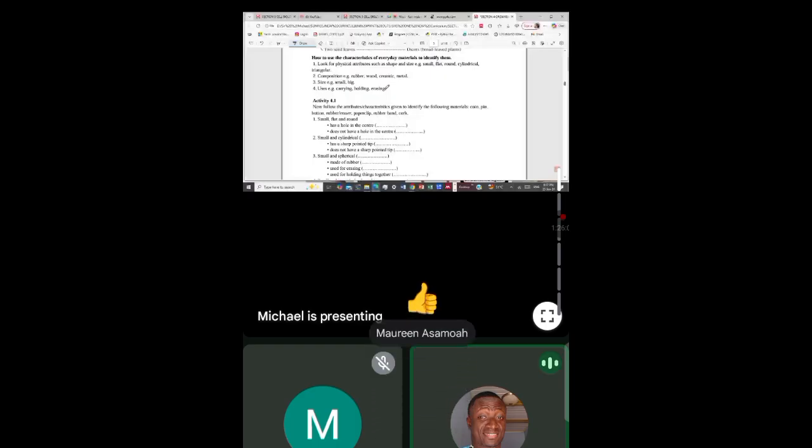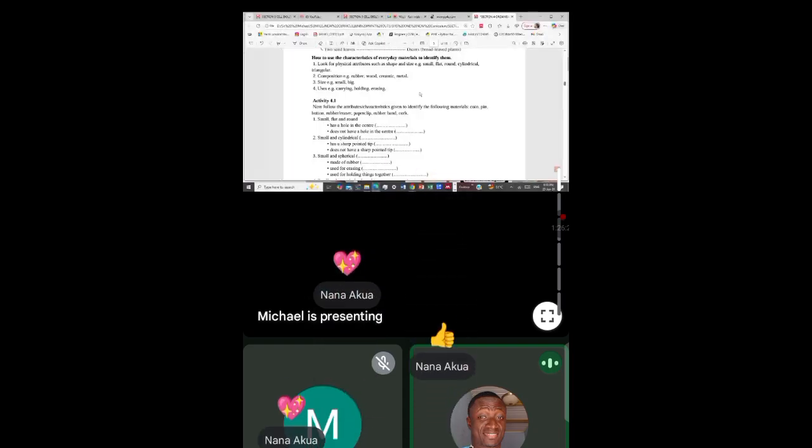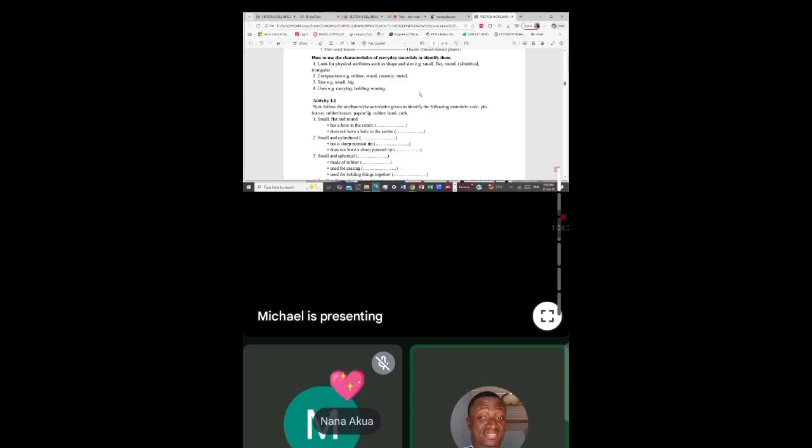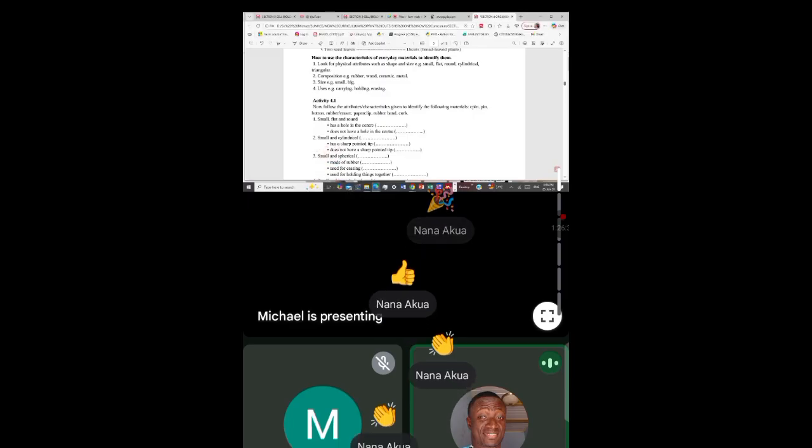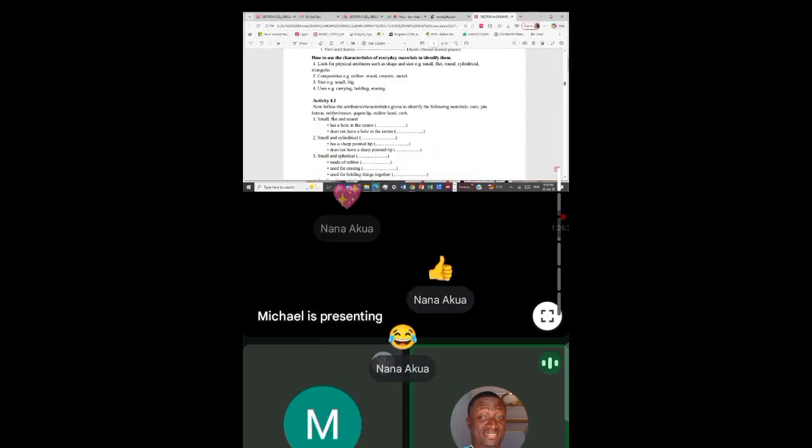So we look for physical attributes such as the shape and size. We can talk about the size. Is it small? Is it big? Then we can also talk about uses, such as carrying, holding, and erasing. So now this is the activity. These are the materials we are going to classify. Let's look at it very keenly. We have coin, pin, button, rubber or eraser. I think in the UK they will say rubber, and in America they will say eraser. Rubber and eraser mean differently in these two countries, so that's why they decided to write rubber and eraser.